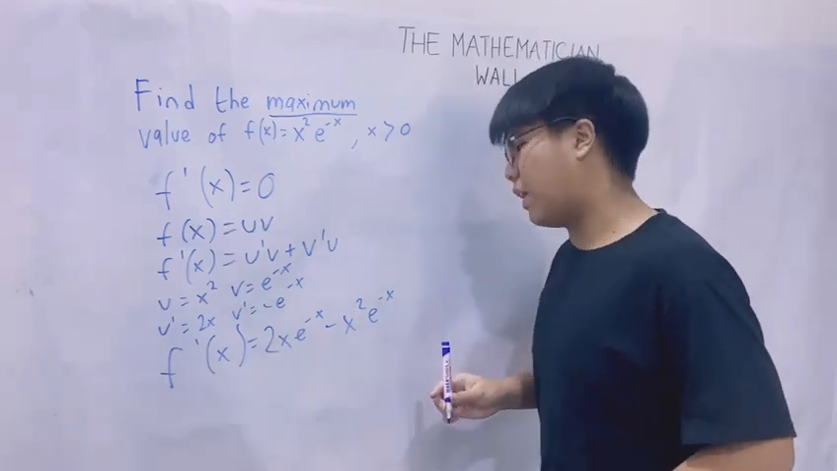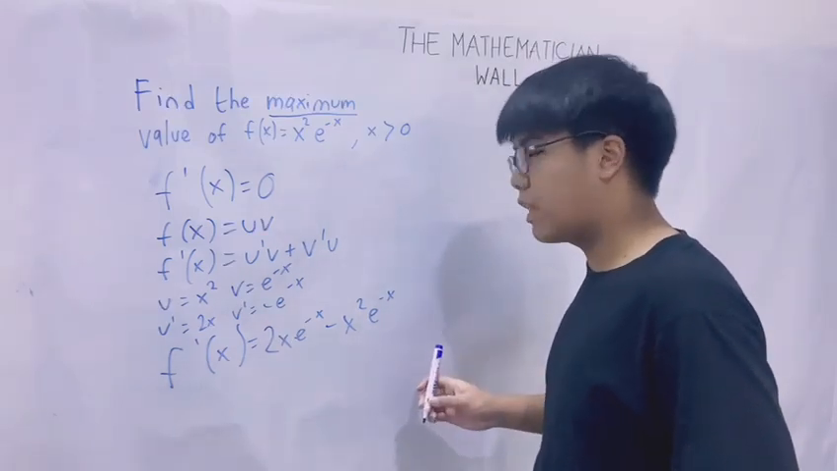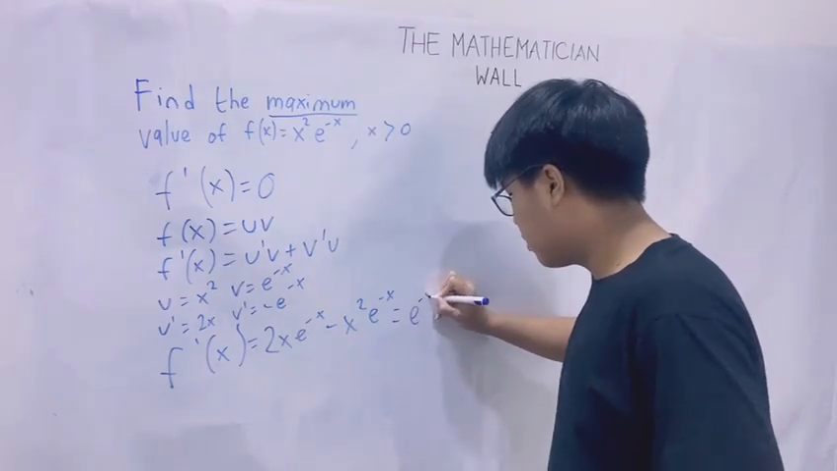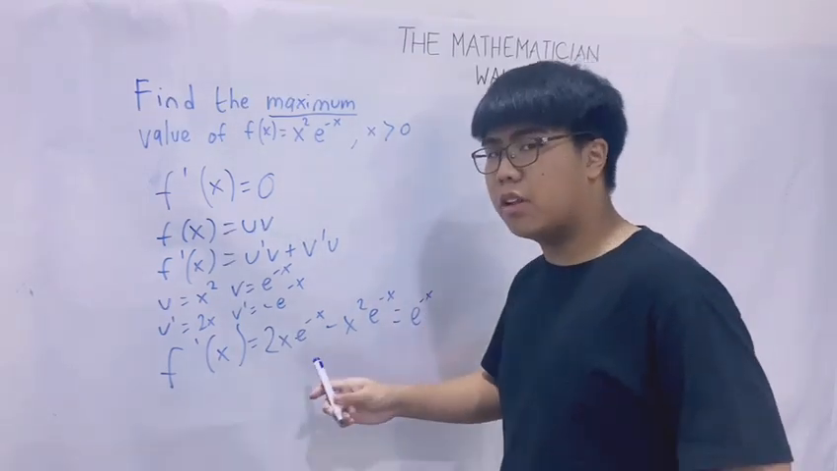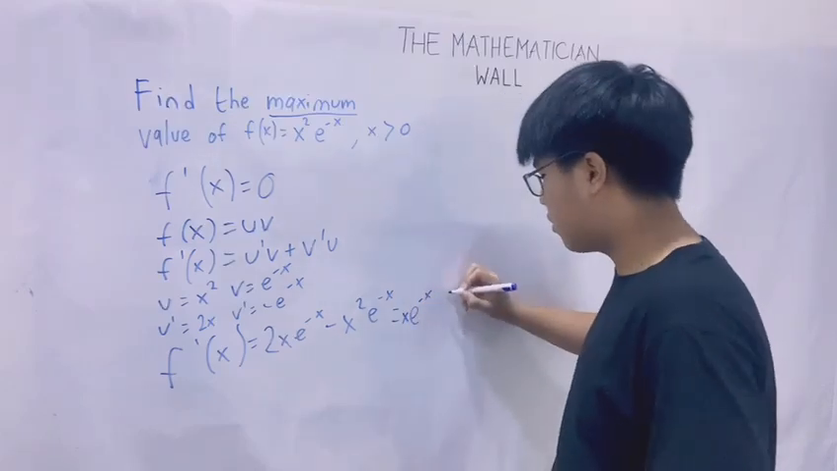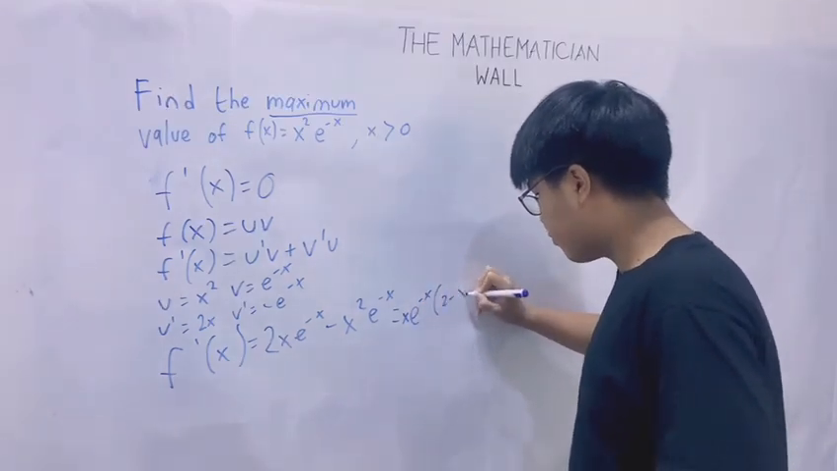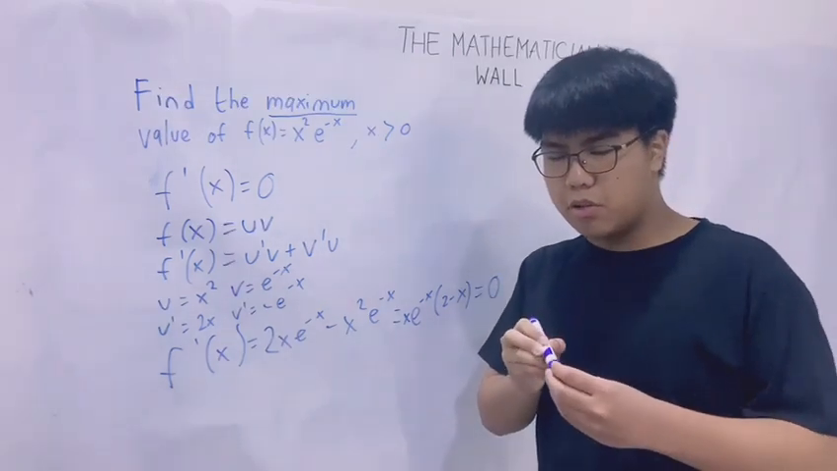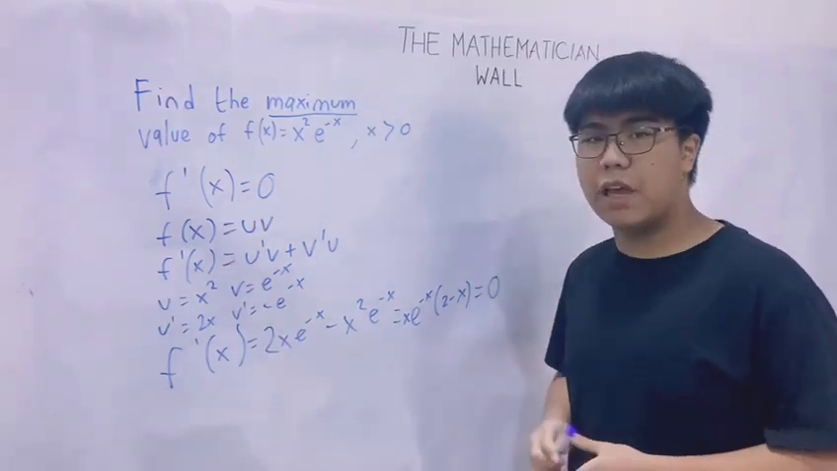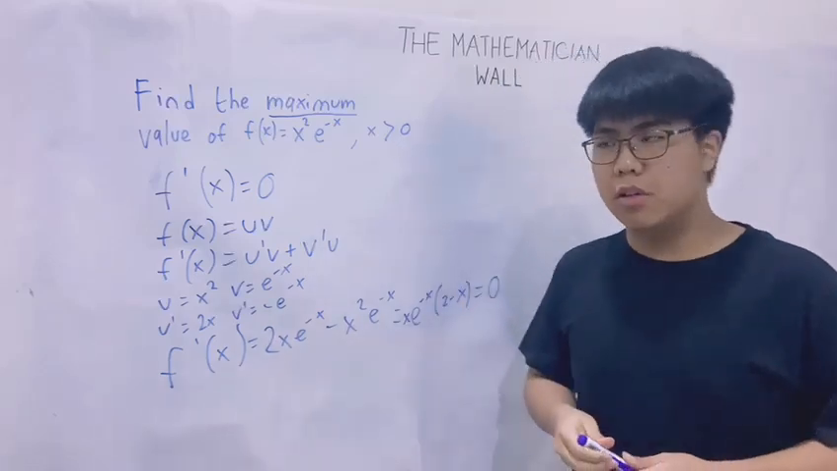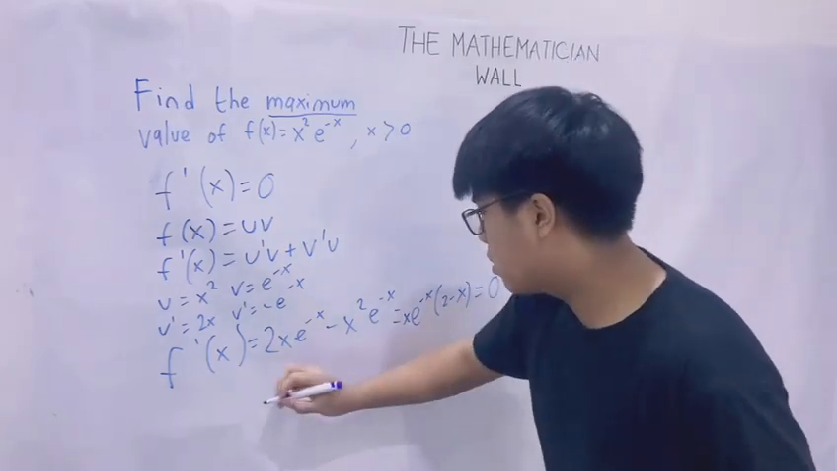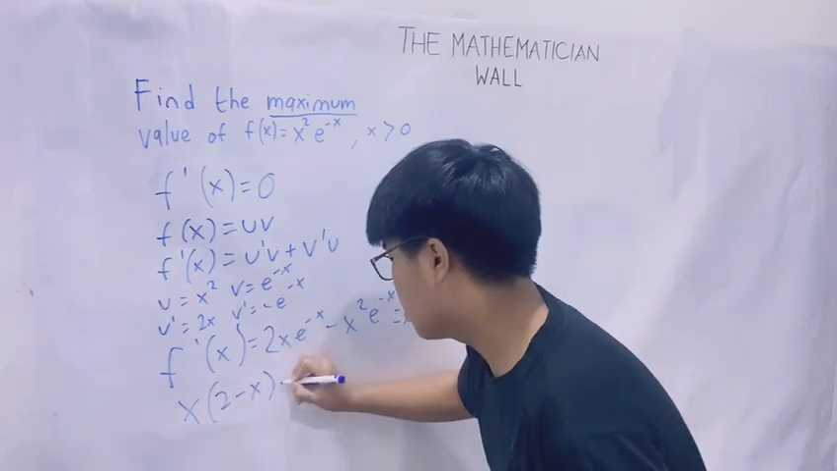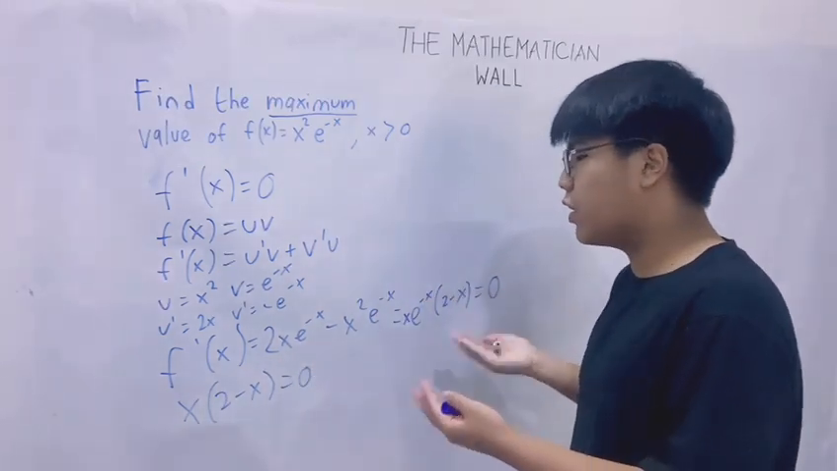And then we could factorize some stuff, like we can definitely factor out this e to the negative x, like this. And we could factor out an x as well, like this. And remember, that equals 0. So you can notice that e to the negative x can never be equal to 0. So therefore, this means that x times (2 minus x) just equals 0, because we're not dividing by 0.